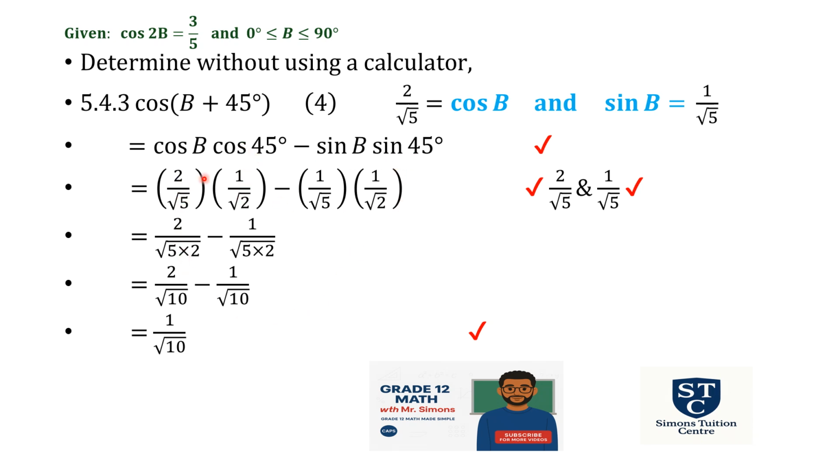If I multiply out, 2 times 1 gives me 2. That there, square root times square root, first law of surds, can put them all under the same radical sign. So that becomes 5 times 2. Minus 1 times 1, which is 1. Square root 5 times square root 2, again square root of 5 times 2. That gives me 2 over square root 10 minus 1 over square root 10. Denominators are the same, so we can add or subtract the numerators. 2 minus 1 then gives me 1 over square root 10.